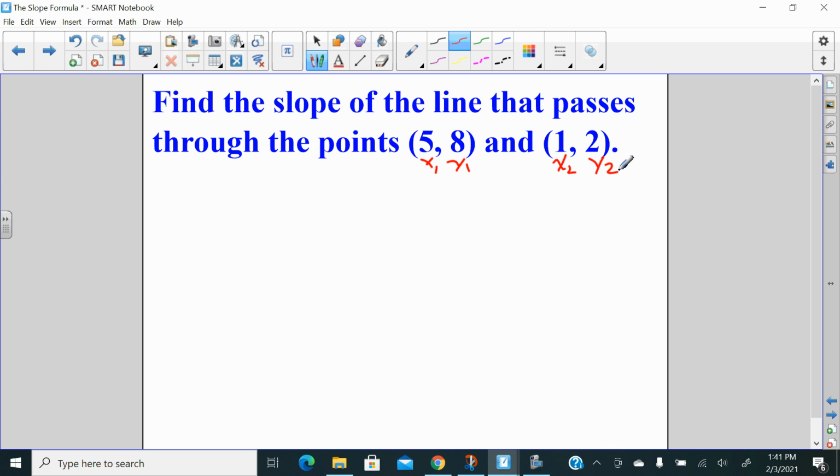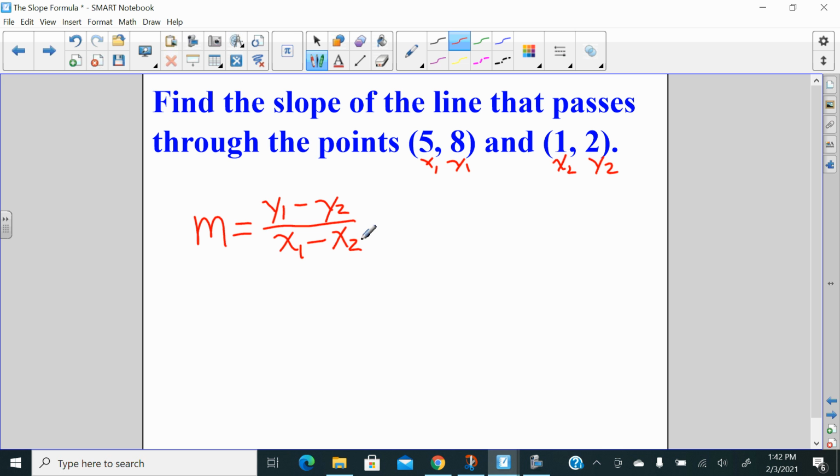Do you remember your formula? Did you forget to write it down? All right, I'll give it to you for free this time. Slope formula is, and students have always told me they like it better this way, so y1 minus y2 over x1 minus x2.